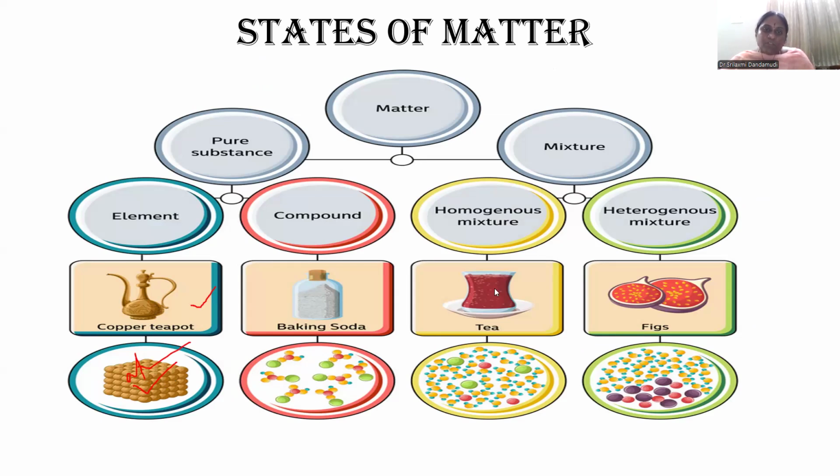Tea is a homogeneous mixture. There is no difference. A heterogeneous mixture is nothing but a fig. Fig means it is a fruit. It contains flesh, seeds, and a surrounding that are all different. So those are heterogeneous mixtures. Seeds are different and flesh is different, like watermelon.